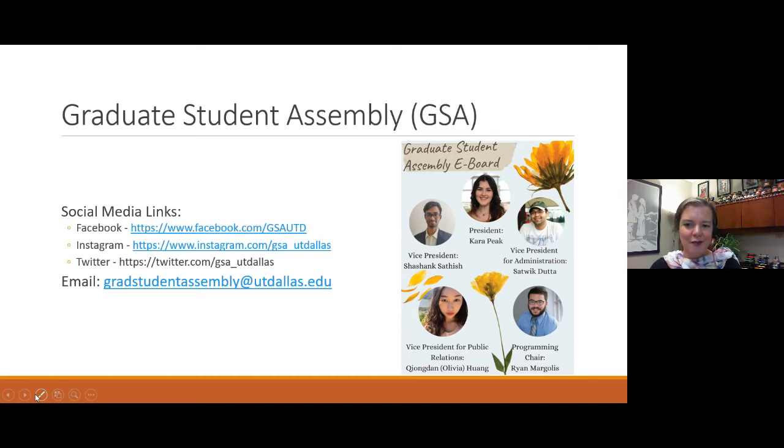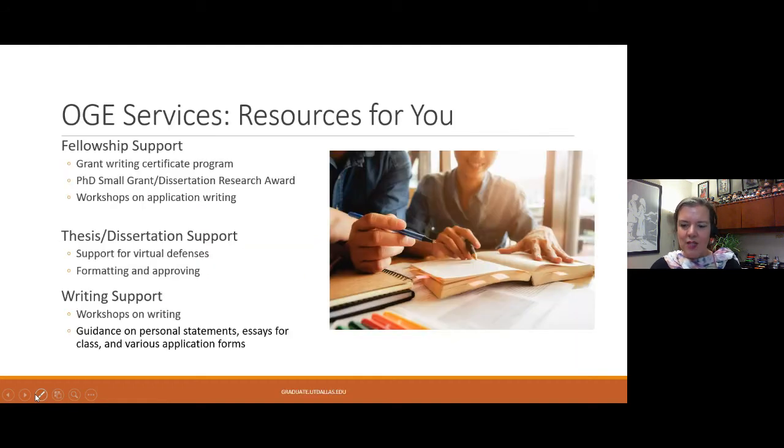So I keep saying that I'm going to talk about what it is that I do and what our office does, and I've been very vague, but with the next slide, I'm going to dive into some specifics. So I work with fellowship support, so that is funding, that is not financial aid. So TA ships are financial aid. I'm not going to turn this into a fellowship info session, but we offer a grant writing certificate program for any student, master's, PhD, that is free to participate in.